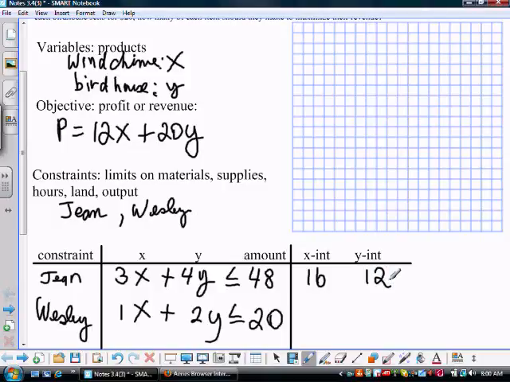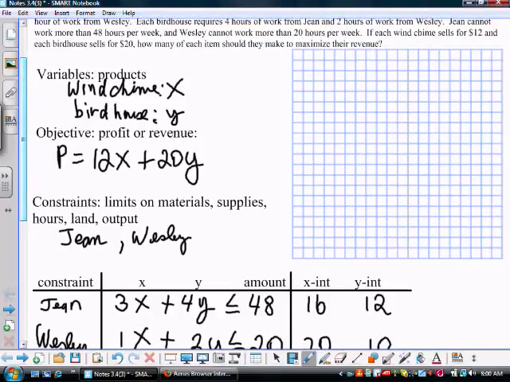I'll figure out all my intercepts first, because then I'll scale my graph. For Wesley, to find the x-intercept, take 20, divide it by 1, and get 20. For the y-intercept, 20 divided by 2, and get 10. So my x-axis needs to go up to 20. That's the highest number on my x-axis. My y-axis needs to go up as high as 12. So I think I'll go by 2's on my x.